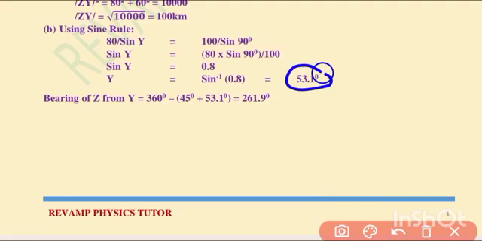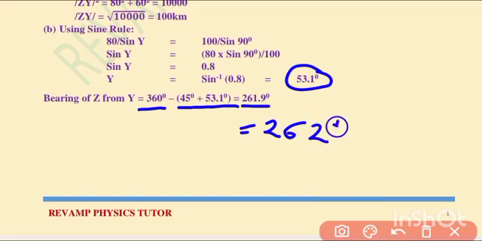Now to find the bearing of Z from Y, we add the 45 in the diagram to 53.1, and we subtract it from 360. That gives us the bearing of Z from Y to be equal to 261.9 degrees, or you can as well write it as 262, which is the approximated value of the bearing of Z from Y.